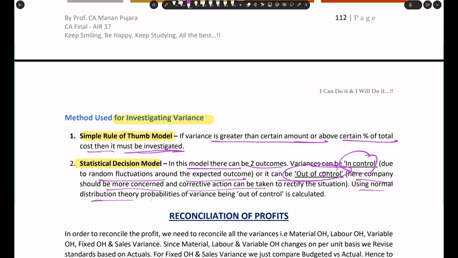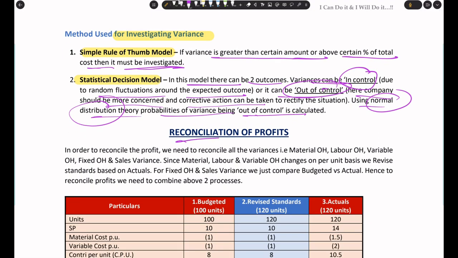Then, using normal distribution theory, the probability of variances being out of control is calculated. Normal distribution you would have studied in AFM. Then next is the reconciliation of profits.